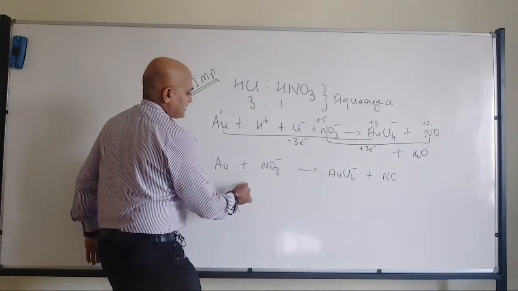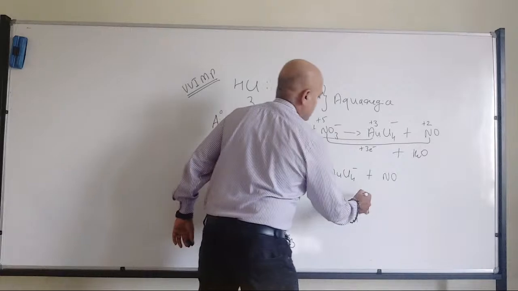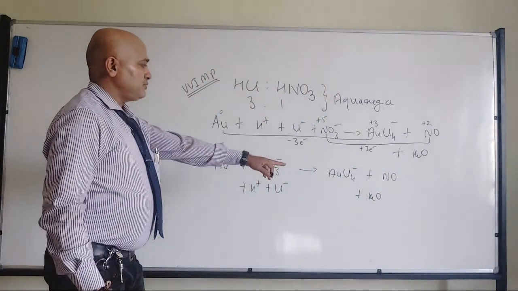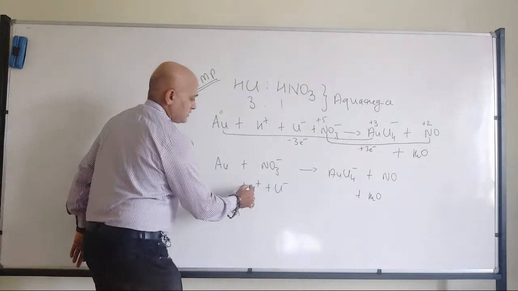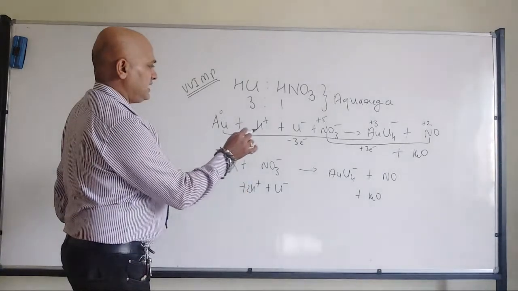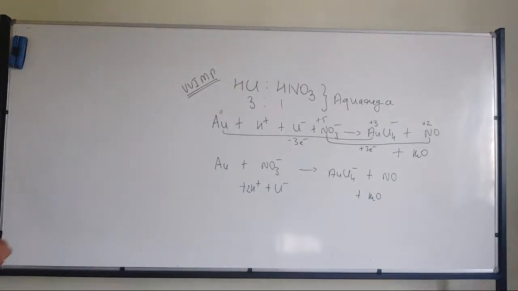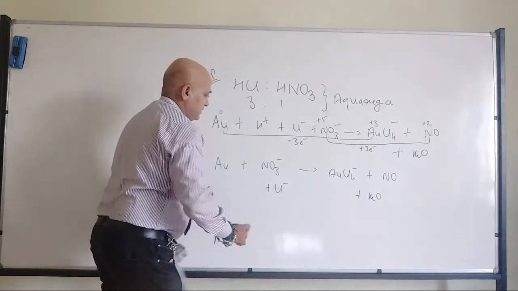Now we will write the rest of the things. H plus, Cl minus, and here it should be H2O. Now since there is 2H2O, here it should become 2H plus. So here it is 3. Okay, fine, so we have to change. With 2H plus we cannot go because oxygen will not get balanced.